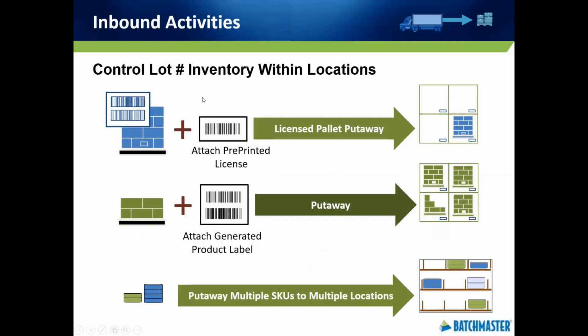Now, when we put away product, in addition to the product label, we can attach a pre-printed license or generate licenses if we're in a licensed environment to put that product away. We also can simply just add a product label and put that away by SKU and quantity to a location, or we could do multiple SKUs to multiple locations. In all these particular put away cases, again, the key here is to capture and validate the lot number.